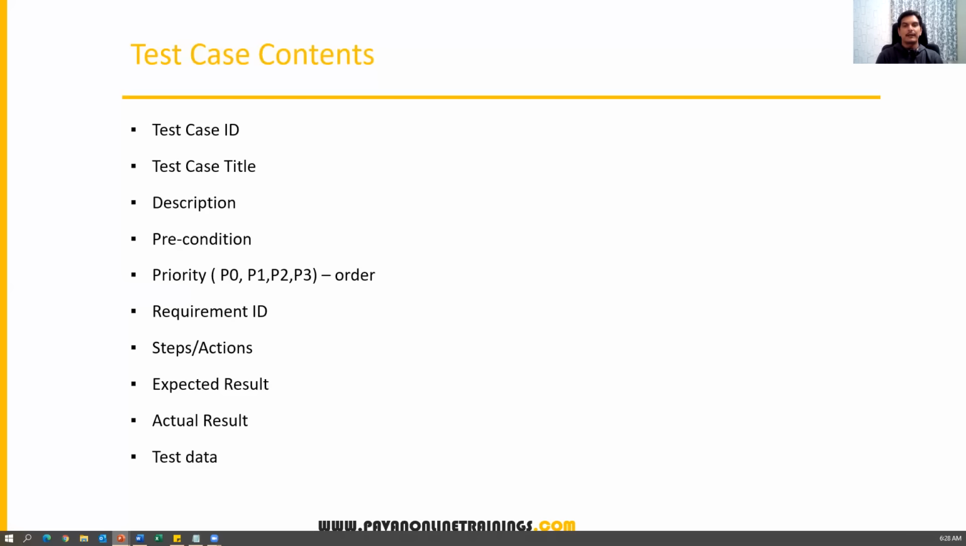Then if you find any mismatched results between expected and actual, you can report that as a bug. And sometimes some test cases also require some test data, and we should prepare the test data before writing the test cases, and the test data also should be specified in the test case. Okay, so these are the different items which we have to write while creating the test cases.